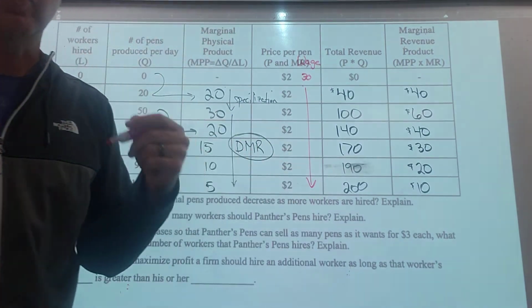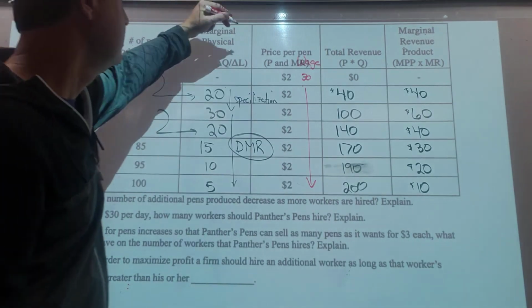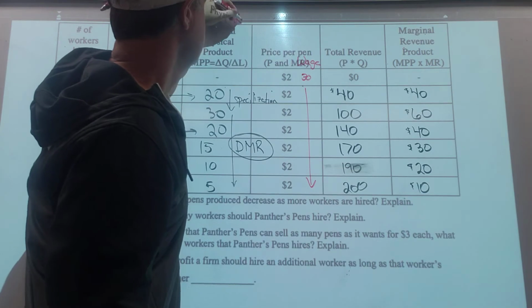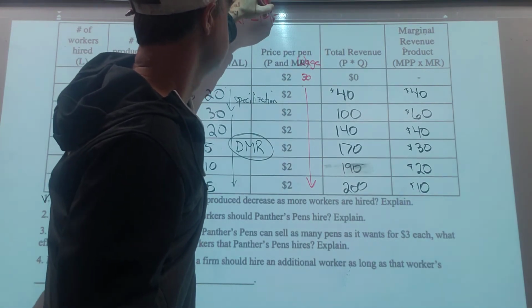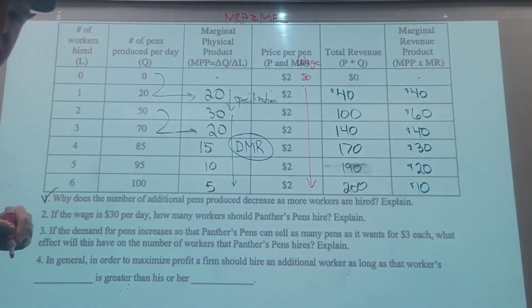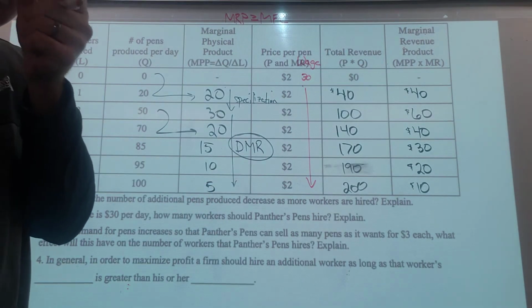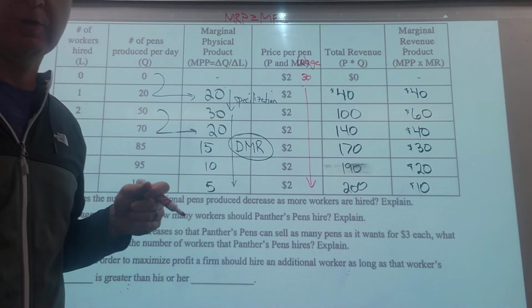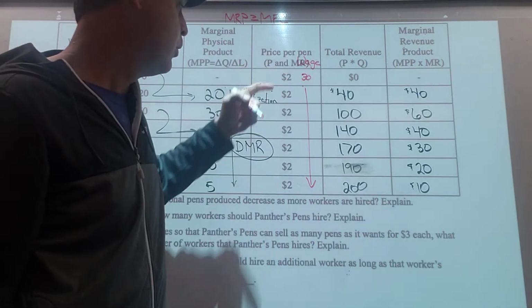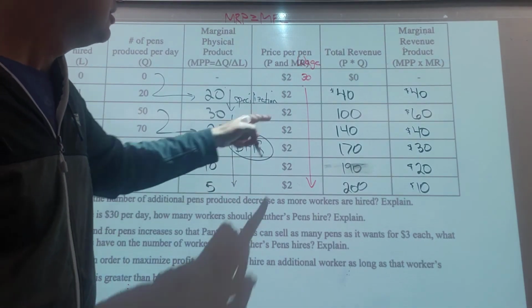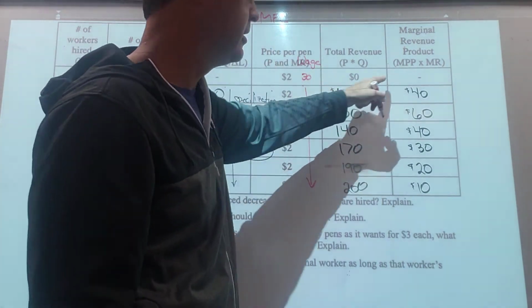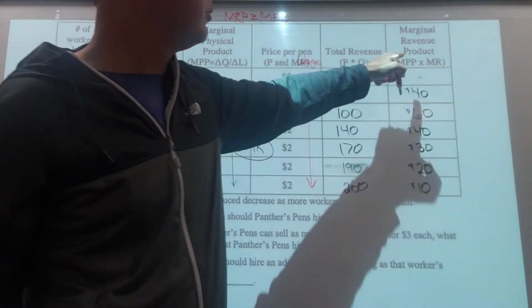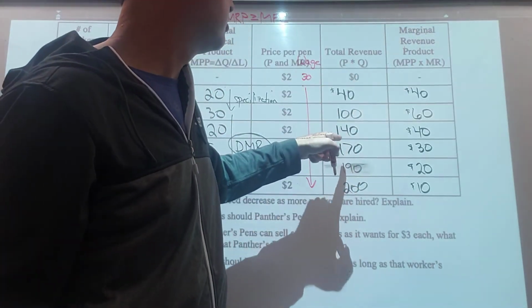So the question you ask is, again, is the revenue you bring in greater than or equal to how much you cost me? And the wage is the marginal factor cost. I hire every worker for the same amount. Wage is $30. 40 is greater than 30, 100 greater than 30. I'm looking at the wrong column. We should be looking at marginal revenue product, not total revenue.